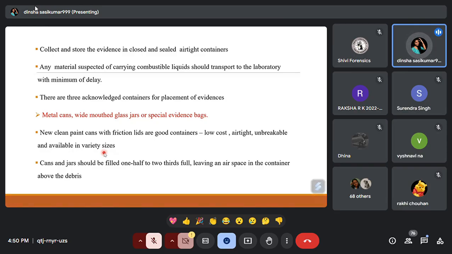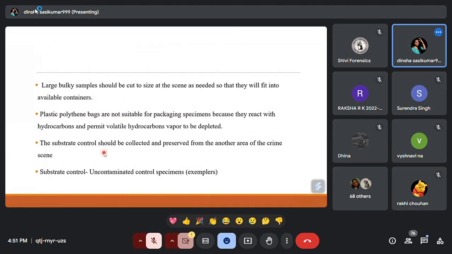So the cans and jars should be filled one half to 2/3 full, leaving an airspace in the container above the debris. The investigators should keep in mind to leave some space above the collected debris. Then large bulky samples should be cut to size at the scene as needed, so they will fit into the available containers. So if we are collecting large or bulky samples, they have to be cut into small pieces before collecting and packaging them.